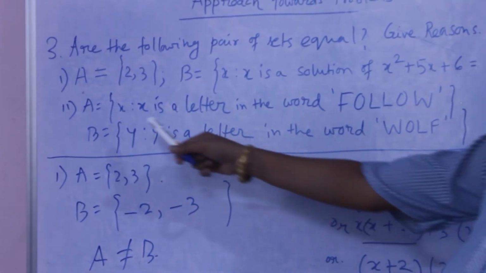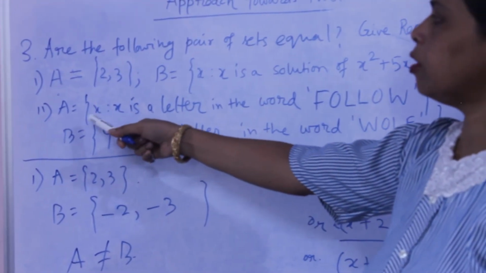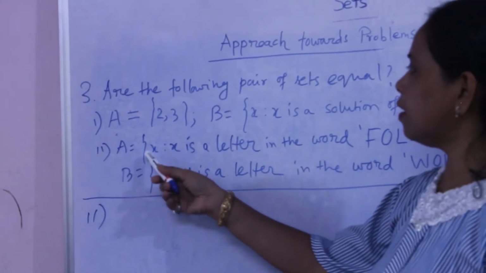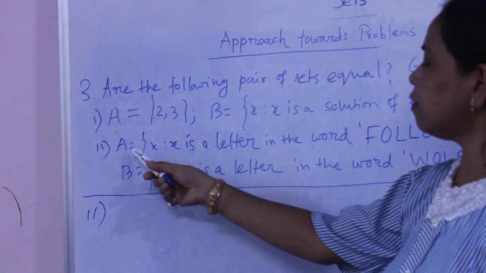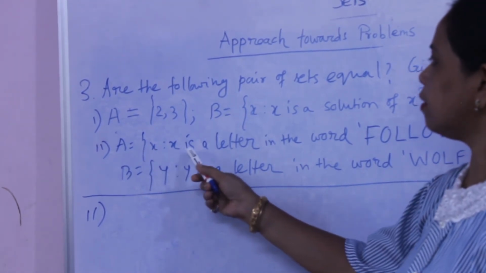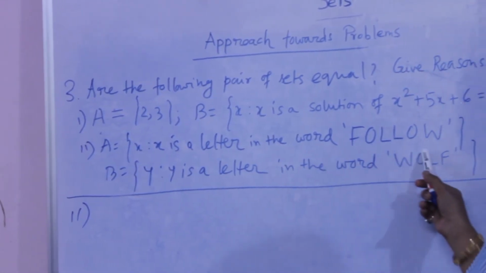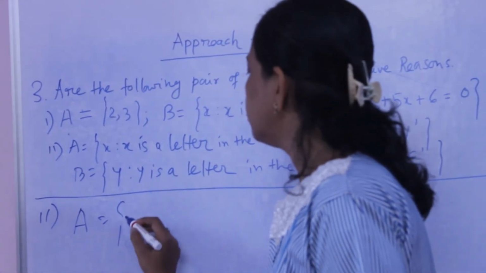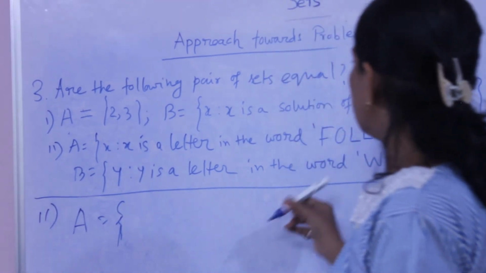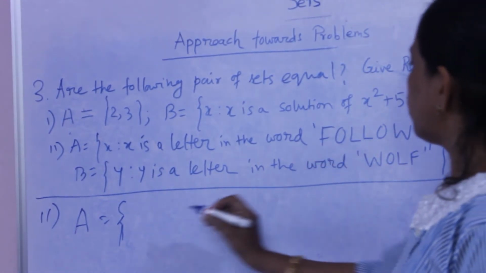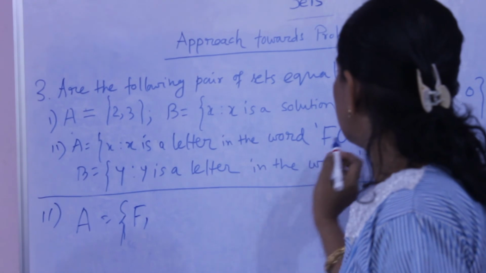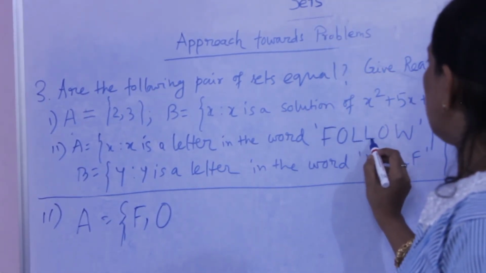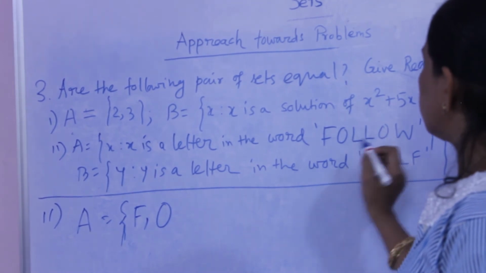Now solve the next question. Question number 2. In question number 2, A is a set. In the A set, x is an element. It's like this: x is a letter of the word FOLLOW. So here, in tabular format, we have to write the elements. So in FOLLOW, the first letter is F. Next O. These two letters LL. So LL, we take these two letters as one.